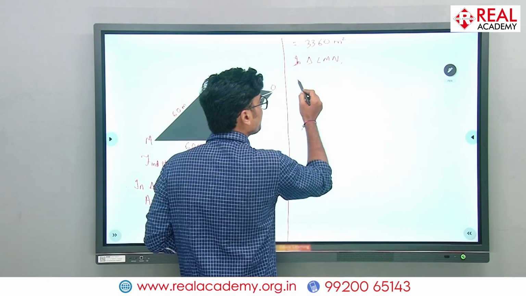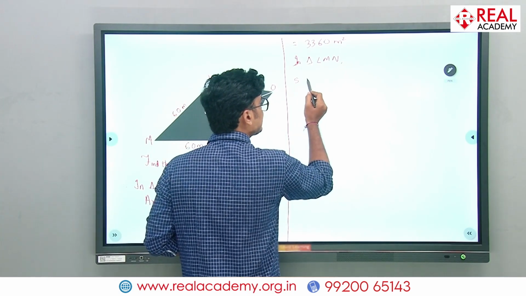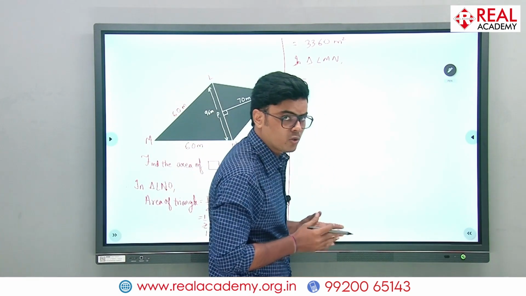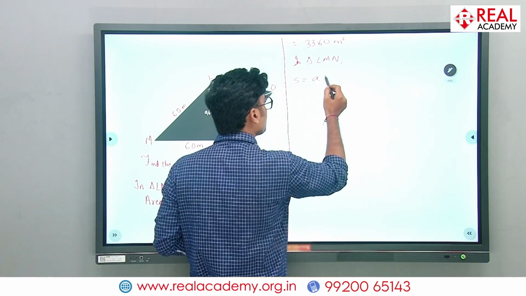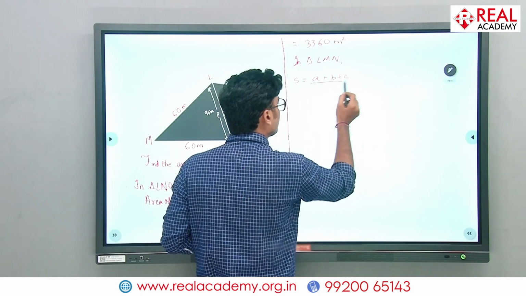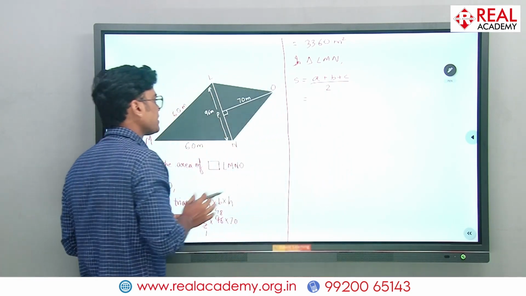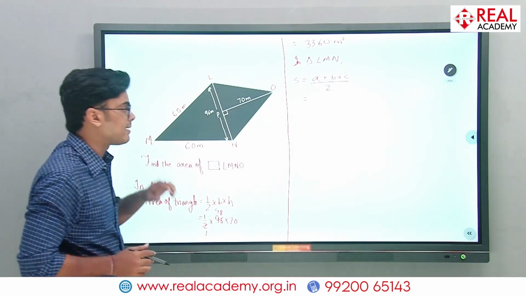The very first step while using Heron's formula is the semi-perimeter. This is the first thing we need to find. Semi-perimeter is the sum of the three sides divided by 2. The three sides here are 60, 60 and 96.